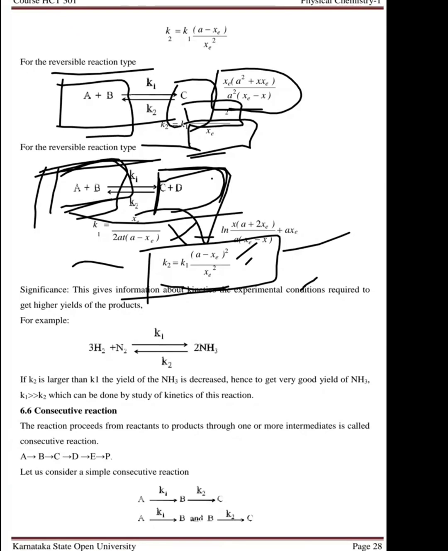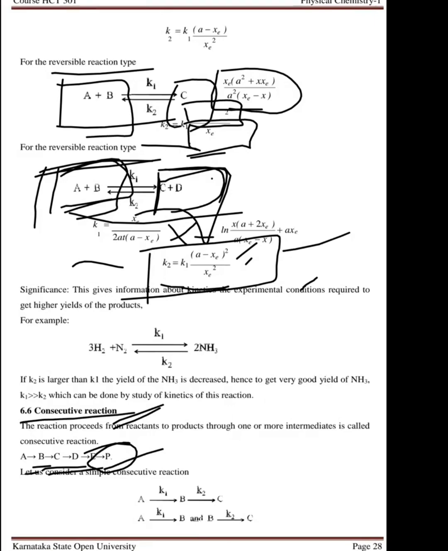So the next important topic is consecutive reactions. Here a consecutive reaction is nothing but a reaction that forms an intermediate. For example, A is converted into product, and B, C, D, E are the intermediates further forming the product. So a consecutive reaction is where the reactant forms an intermediate, and the intermediate is converted into the product. So there will be multiple steps, and multiple steps are known as a consecutive reaction.